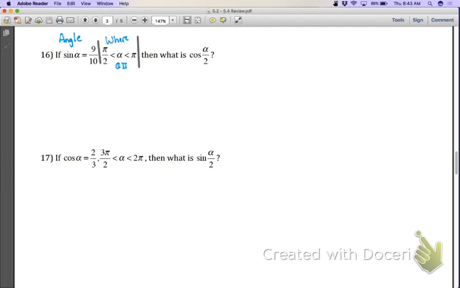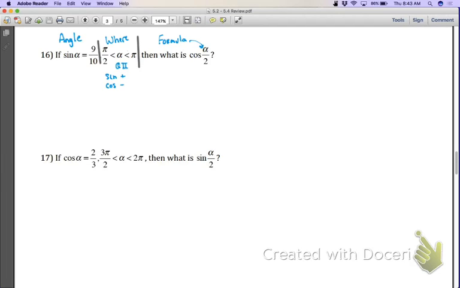Quadrant 2, right? So whenever you're in quadrant 2, I would even put somewhere over here that, remember, sine is positive and cosine is going to be negative. Because that's going to come into play at some point. So then the third part, cosine of alpha over 2, this is the formula that I'm going to use, right here.